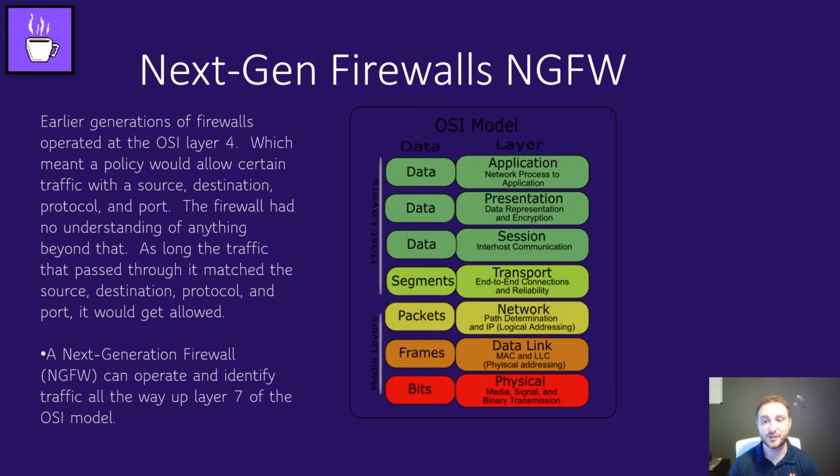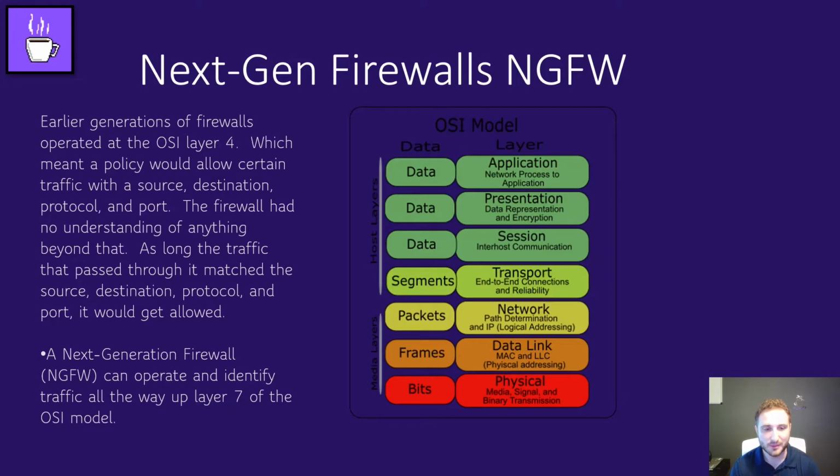All right, so what is the next generation firewall? Finally, we're getting to the very end of this list of firewalls. So earlier generations of firewalls only operated at OSI layer 4. And so once again, what that meant was we inspected the IP addresses, we inspected the ports. And so if those two criteria were met, there would be a match and the traffic would get to move on to its destination, right? And so the firewall had no understanding of anything beyond that. So as long as the traffic, once again, passed through that source, destination, and protocol and port, it would get allowed. And now here's the big difference.